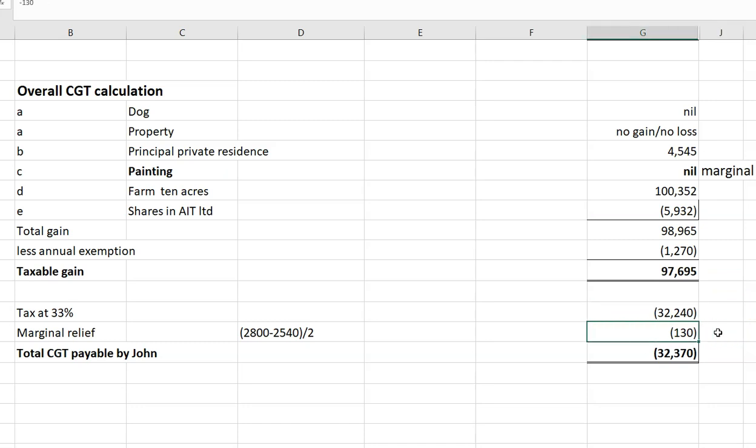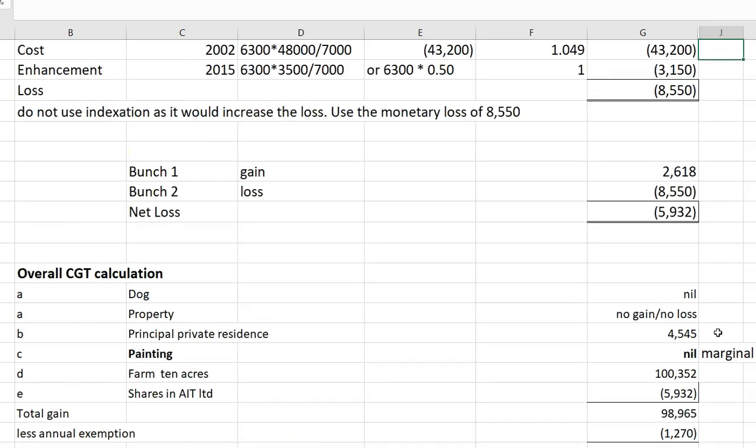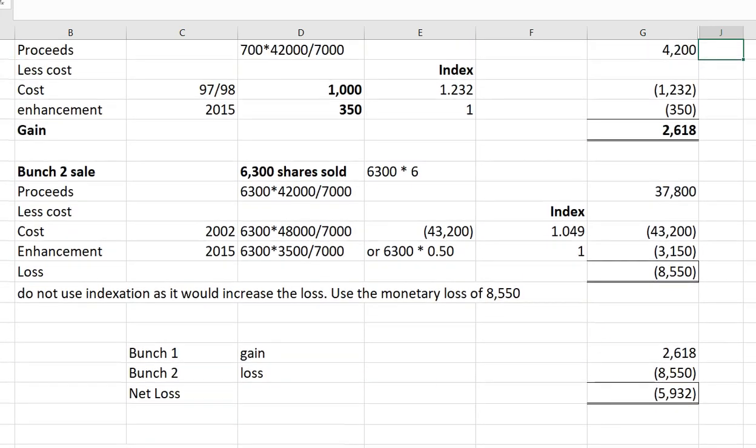So you should do that in the exam as well, because a lot of people didn't, and they lost maybe 2.5 marks. So hopefully that's of use, and thanks for watching.